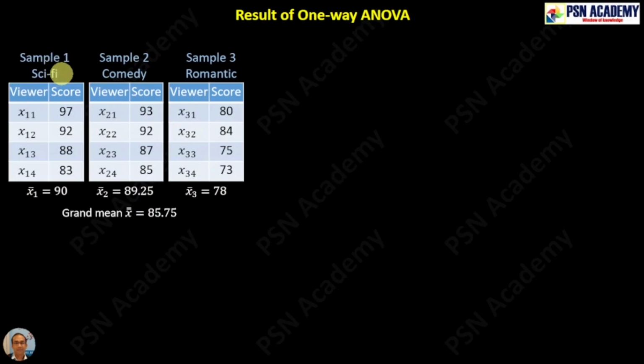Here are the three samples. Sample 1 is sci-fi movies. There are 4 viewers, with 4 scores. Sample 2 is comedy movies, and there are also 4 scores. Sample 3 is romantic movies, with 4 scores. Now, the mean of sample 1, that is x1 bar, is 90. x2 bar, the second sample's mean, is 89.25, and the third sample's mean is 78. We have also calculated the grand mean, that is x double bar, as 85.75.